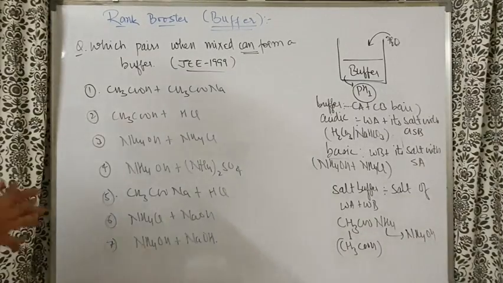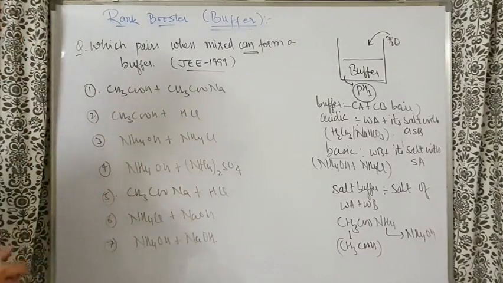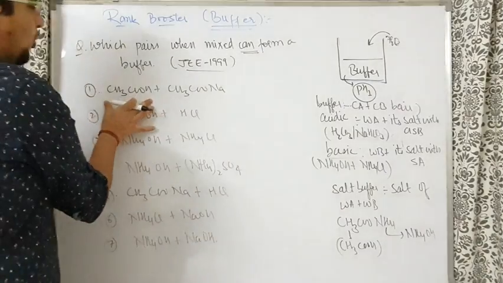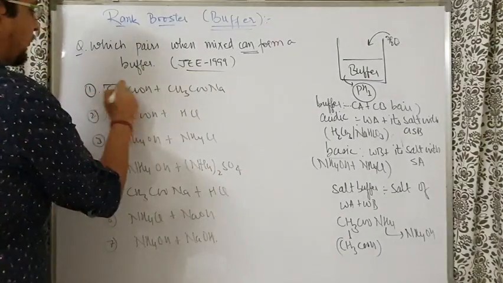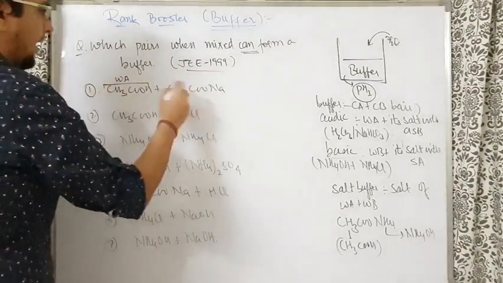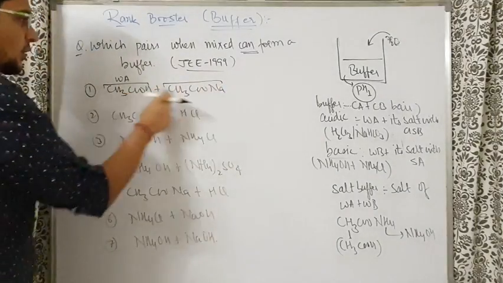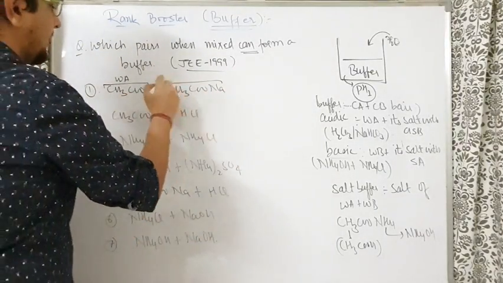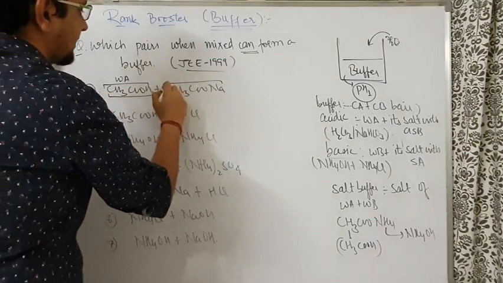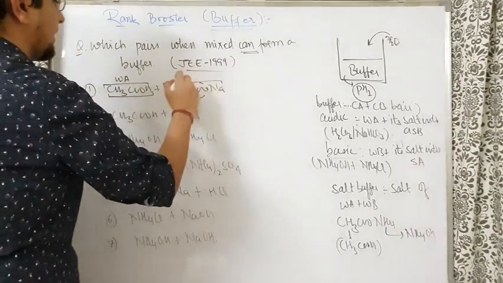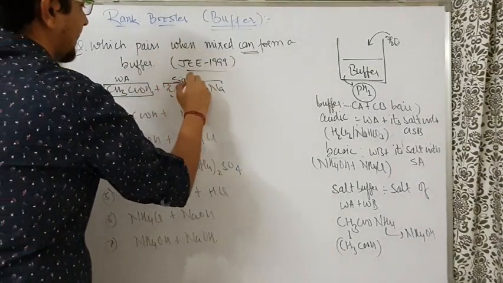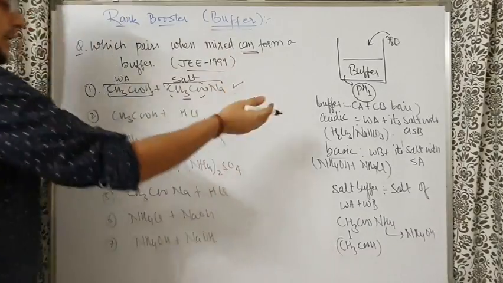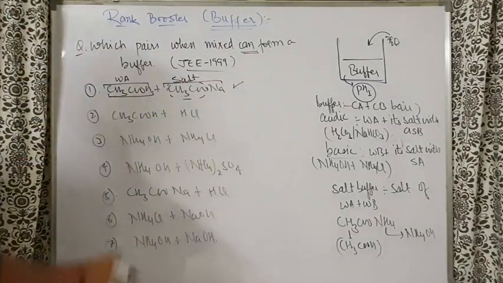So if you have paused the video and tried, let us see one by one all the answers here. So CH3COOH, CH3COONa: a weak acid and its salt with a strong base NaOH, that is sodium acetate, is the salt. So we are getting the weak acid and also CH3COO minus. So this can be regarded as a buffer. In the acidic buffer category it will fall.